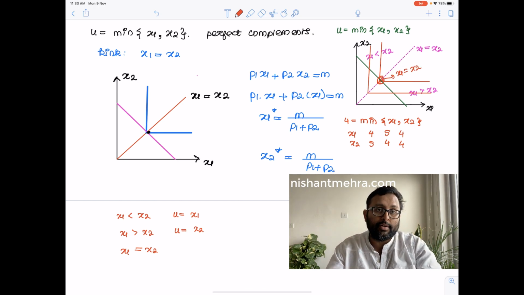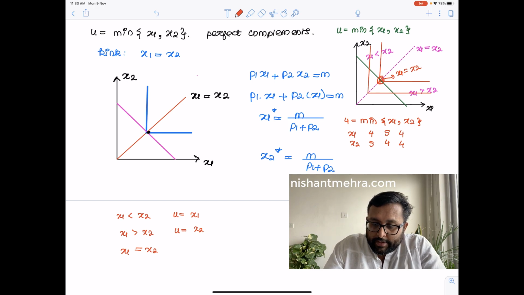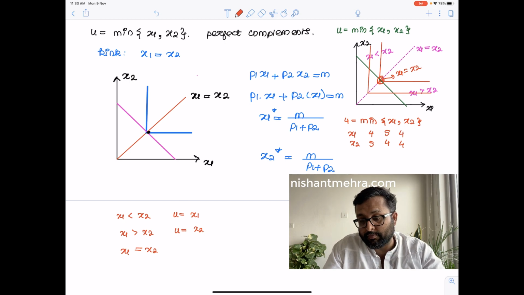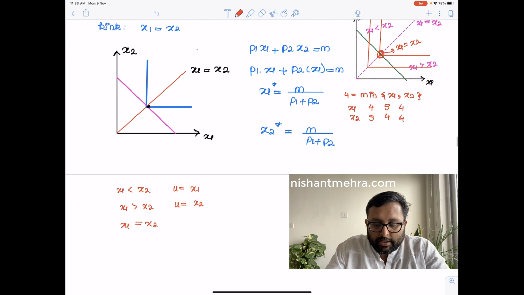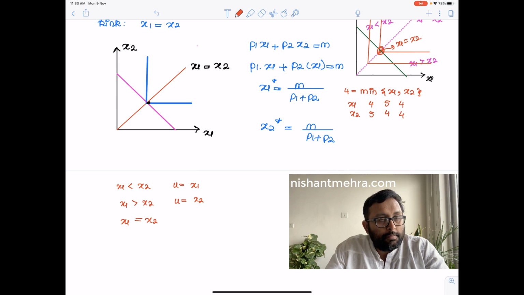Also you are at this point where the kink is satisfied. So this point has two characteristics. One, it is satisfying the budget constraint, and secondly, it is also satisfying the kink, x1 equals to x2. So you just have to substitute x1 equals to x2 back into the budget constraint. The budget constraint is P1 x1 plus P2 x2 equals to m. In place of x2, we substitute x1, and we get x1 star is m by P1 plus P2, and x2 star is m by P1 plus P2. So both of them are equal. x1 star, x2 star are both equal to m upon P1 plus P2. So that's there.